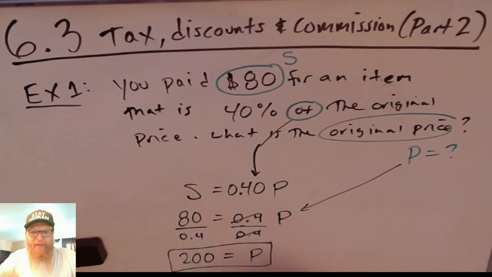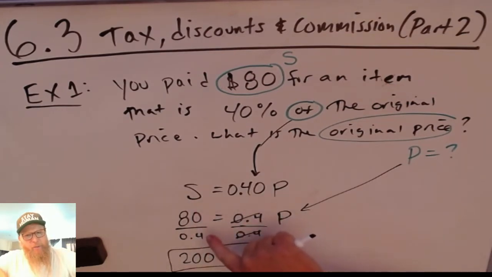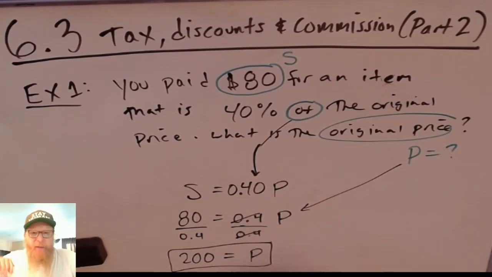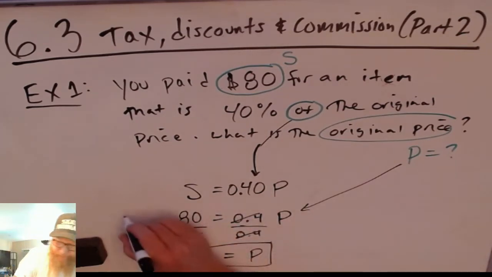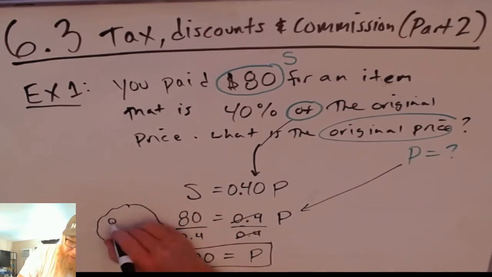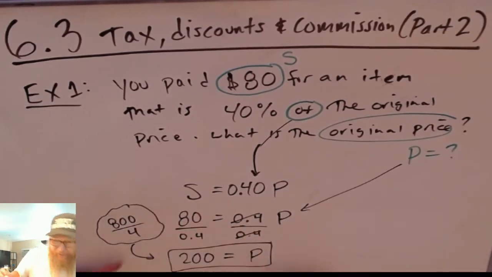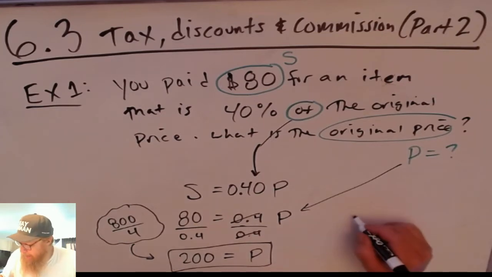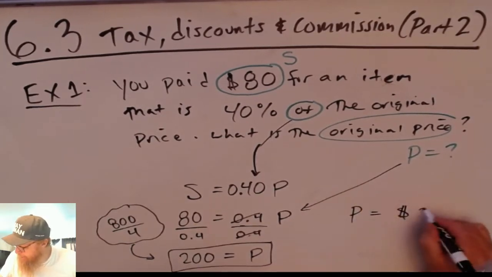I guess I could have done that with mental math, right? 80 divided by 4/10 is 800 divided by 4. Just multiply the top and bottom by 10. If you like to use mental math, you get 800 divided by 4, which is 200. So the original price was $200.